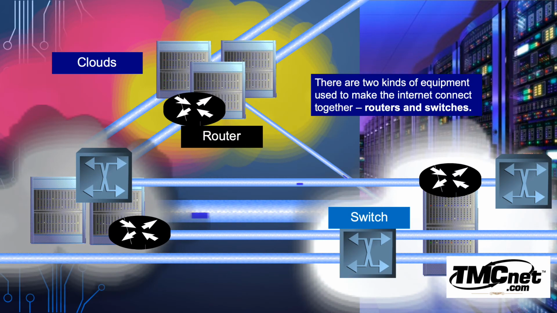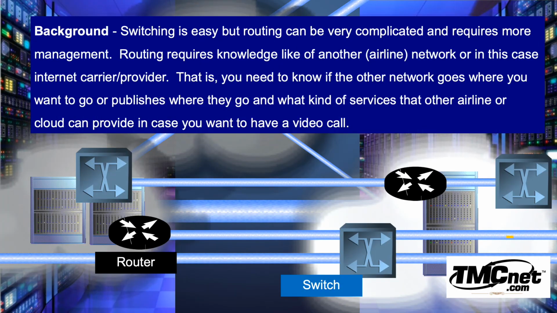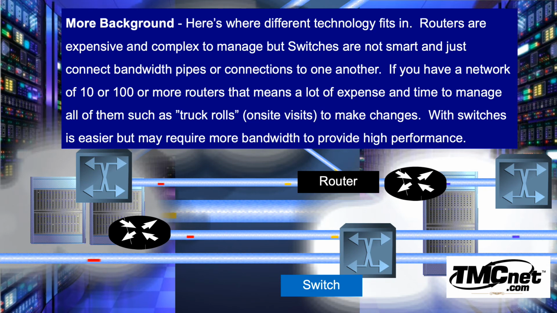There are two kinds of equipment, again, used to make the internet work together: routers and switches. Back to basics. In simple terms, you're traveling, and if you change planes on the same airline, train, or even package delivery service, that's called switching. If you change to a different airline, that is called routing. Switching is easy, but routing can be very complicated. It requires more management. Routing requires knowledge of the other airline's network, or in this case, the internet carrier provider. That is, you need to know if the network goes where you want to go or publishes where they go, and what kind of services that other airline or cloud can provide in case you need to make a video call.